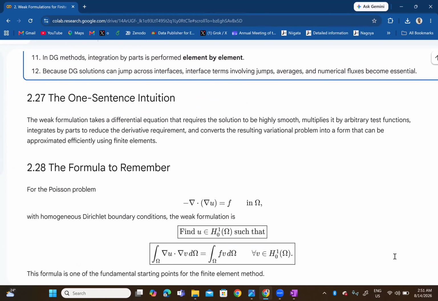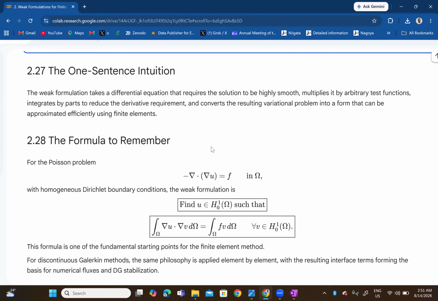Then, at the end of the day, we have a one-sentence intuition. The weak formulation takes a differential equation that requires the solution to be highly smooth, multiplies it by arbitrary test functions, then integrates by parts to reduce the derivative requirement, and converts the resulting variational problem into a form that can be approximated efficiently using finite elements.